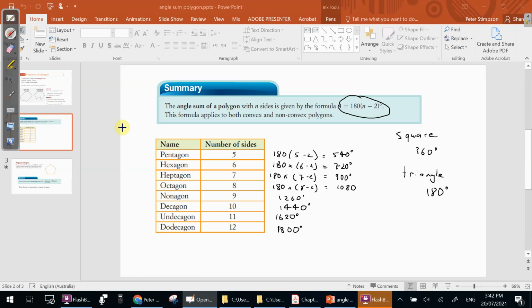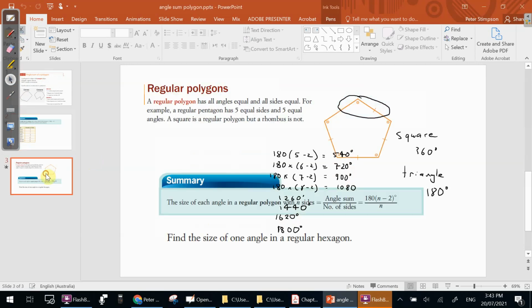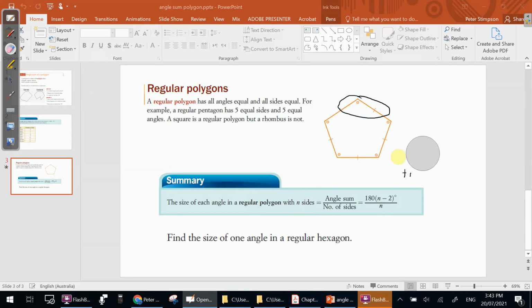So that's the angle sum of all these polygons, and it's the same every time, regardless of how the polygon looks. Okay, next thing, irregular polygons. So I'll just go erase all this. So, regular polygon this time. The concept is that a regular polygon has all angles equal, all sides equal.